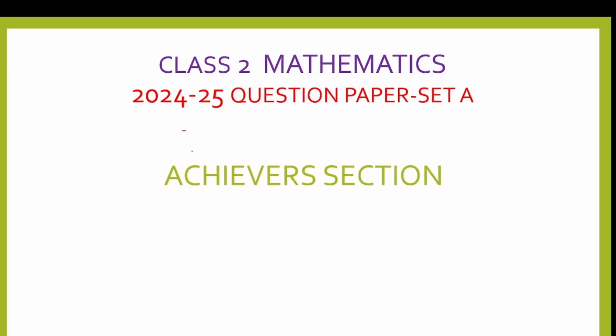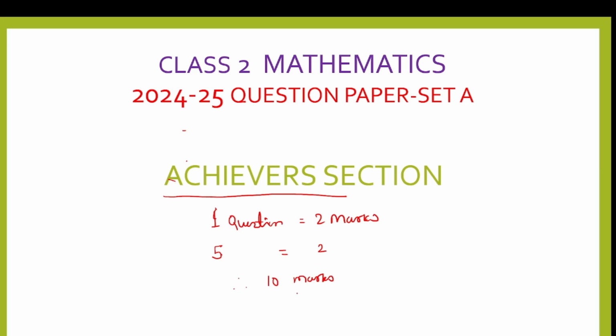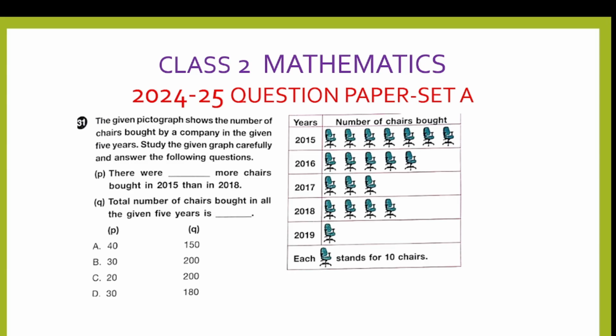So friends, let's start the achiever section. The achiever section contains questions for 2 marks. There are total 5 questions for 2 marks. Therefore total marks for this achiever section are 10 marks. So let's solve. These are interesting questions.